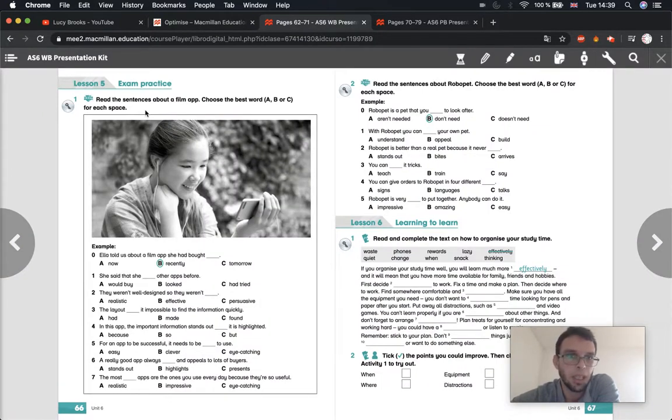Now, in this exercise here, you've got 7 questions, and then you have to choose the best word for the gap.